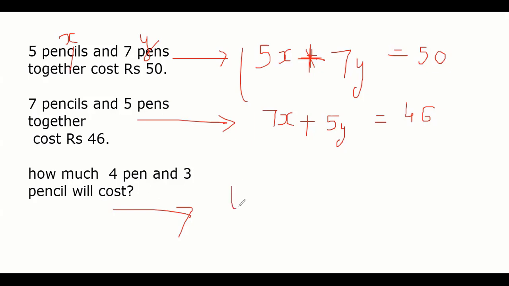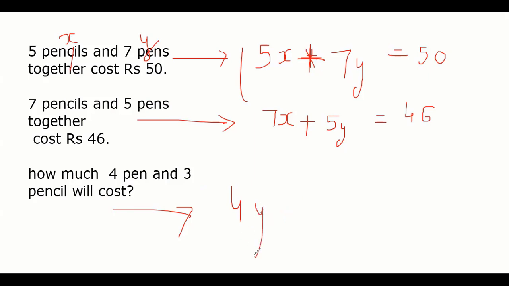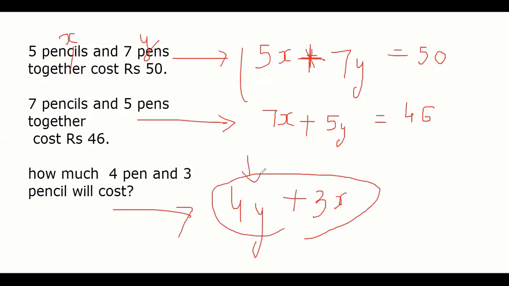We have to find out the value of 4x plus 3y. Once you get the values of x and y, we have to find 3x plus 4y. You are right, because pen is y, so 4y plus 3x. That is what we have to get. Once you get the values of x and y, we'll put them here. So it's very easy how to solve and how to form the equation.